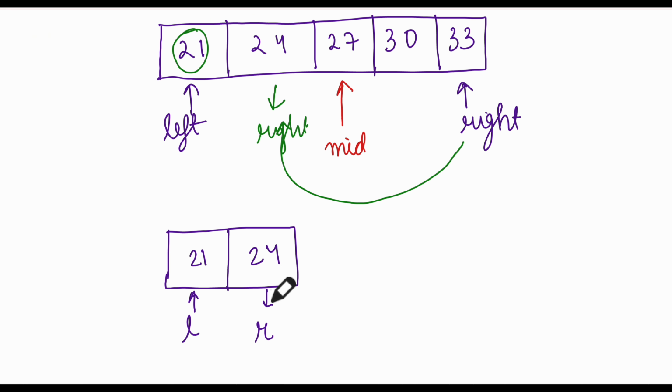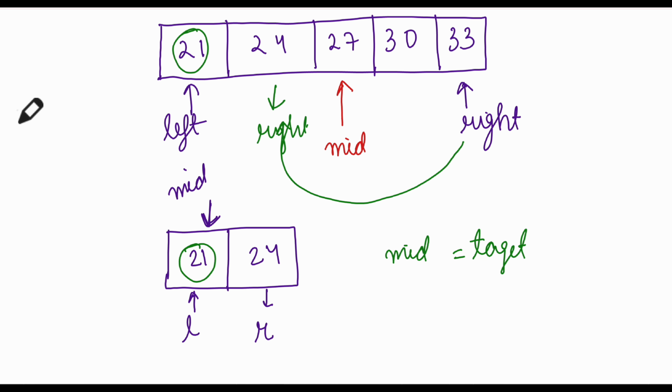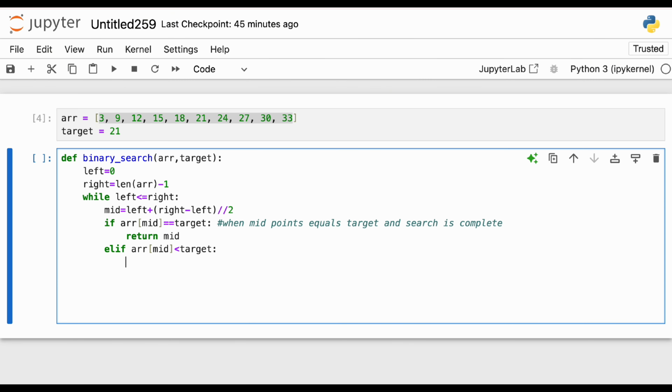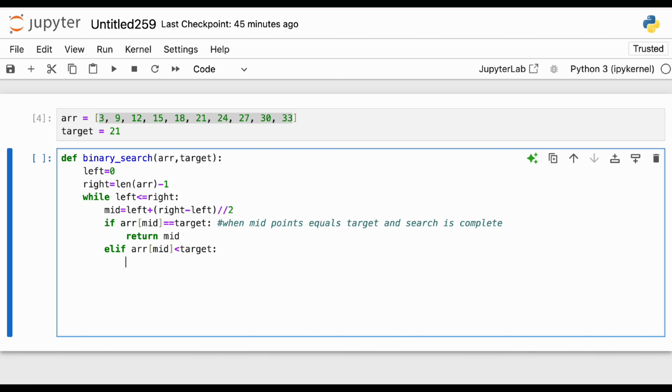Now I will again find the midpoint. What is the midpoint? It will be this. So when I created another split, this is my new midpoint. Now my midpoint is equal to my target element, correct? So here my midpoint became equal to my target element and my search is completed. So this was the scenario. How many splits did we require? Approximately 3 to 4 splits. Now let me complete this particular code. If this is to the left of target, I will move my left pointer to the immediate right of mid. So mid plus 1.